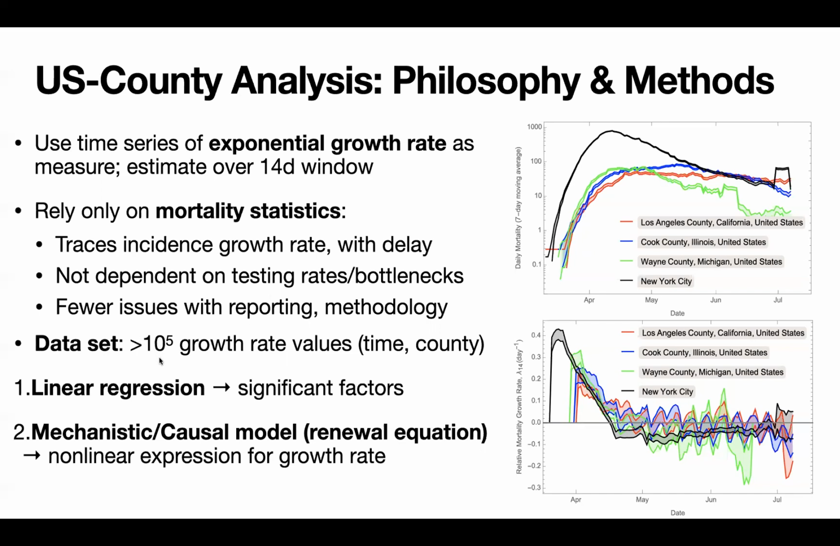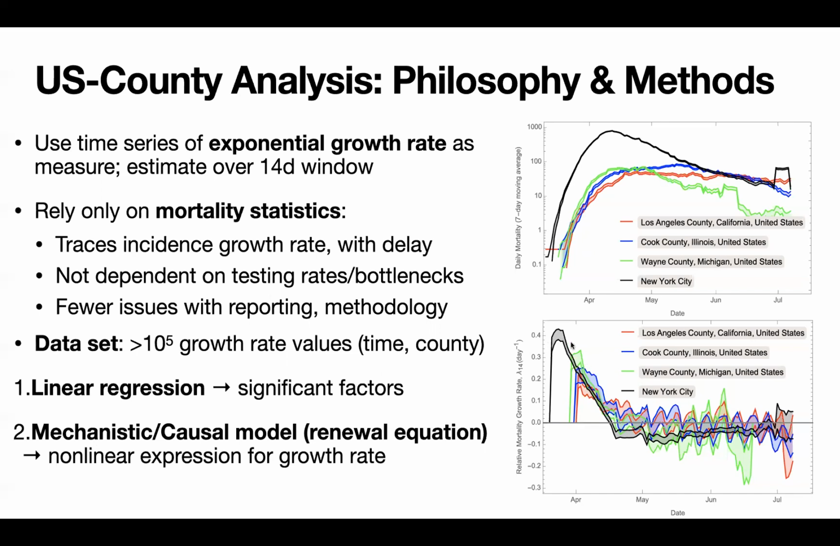And as of now, we have 10 to the 5 growth rate measurements across time and counties. That's 400 days, 2,500 counties. We can use a linear regression to find significant drivers, and then we use a nonlinear epidemic model to find a more precise model, because of course the epidemic is not a linear process.